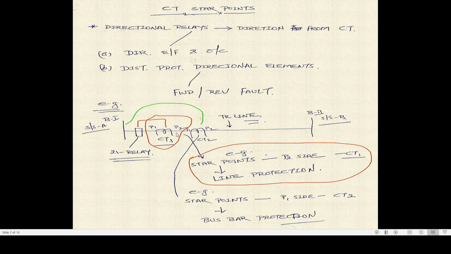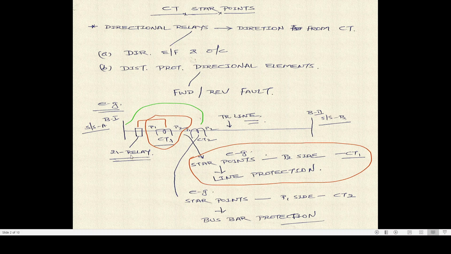You know from the basic concepts that always this CT1, which is used for transmission line, we have to form the star points on the P2 side in case of primary, and for the secondary it will be on the S2 side. While the CT2, which is used for the protection of bus bar, which is shown by these green lines, and your bus bar is on the P1 side of this CT. That means for this core 2 or CT2, you have to form the star points on the P1 side. That means in case of secondary, it will be on the S1 side.